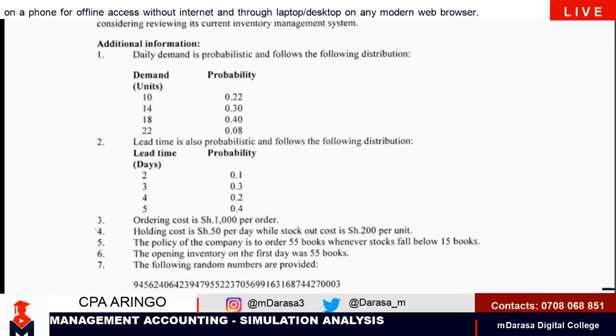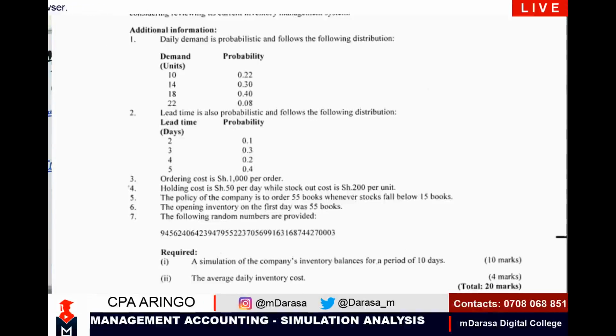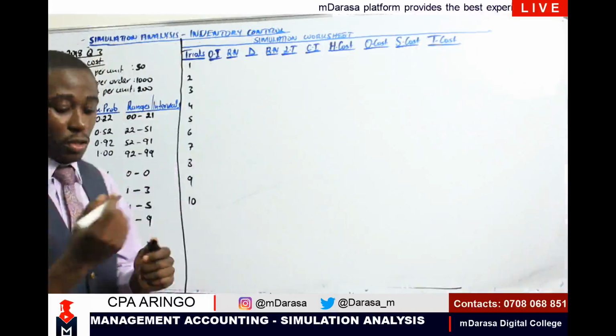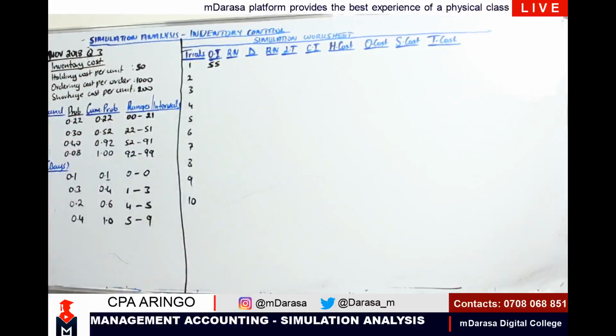So our opening inventory is 55 units. That is what we are going to take under our opening inventory. So kindly have that opening inventory of 55 units. I'm going to take 55 units there.